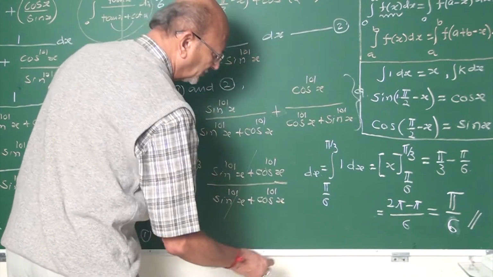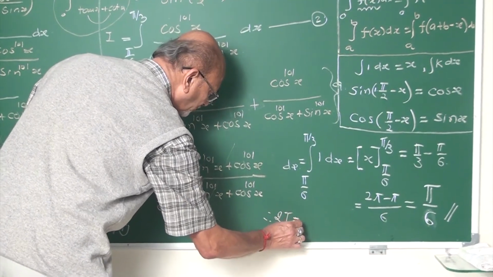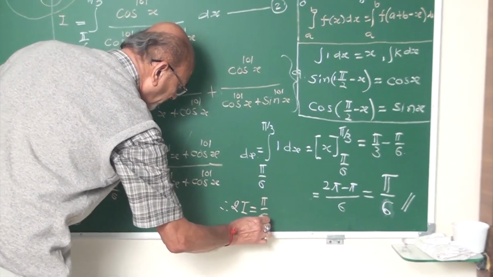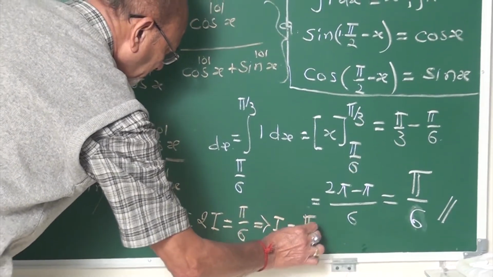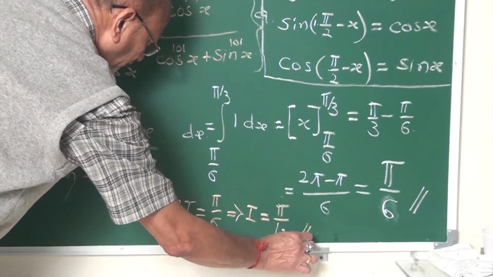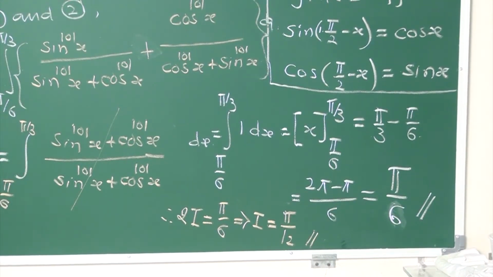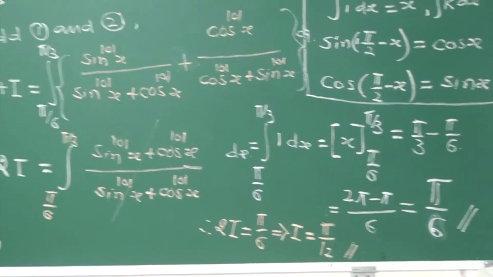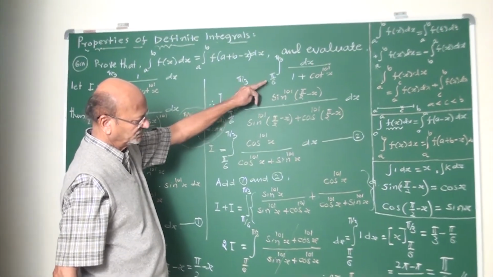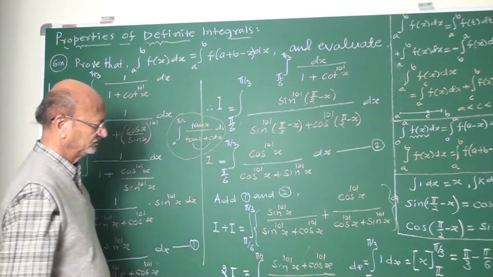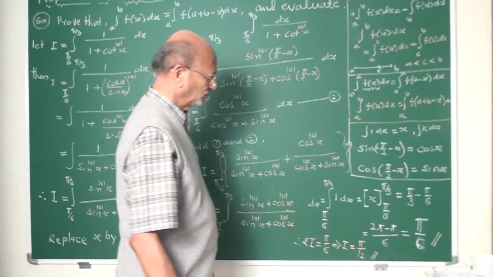Now, what is the last step? The last step is straightforward. 2I equals pi by 6, which gives the value of I. Pi by 6 into 2 is pi by 12. That I is nothing but, my friends, this. So the integral of this is pi by 12. Copy, my friends.